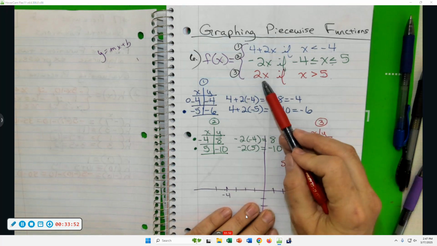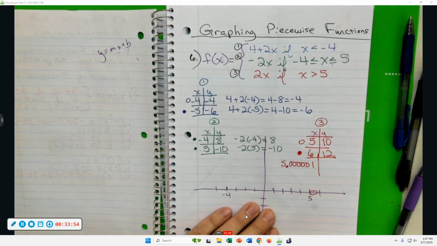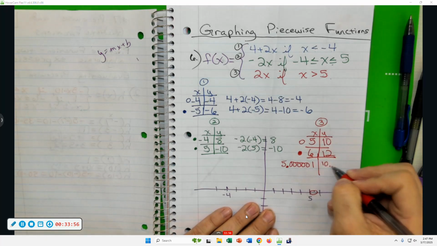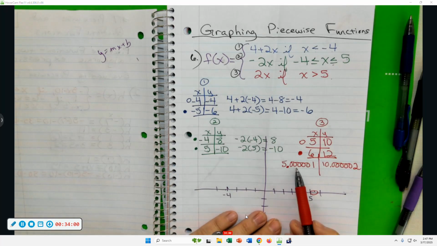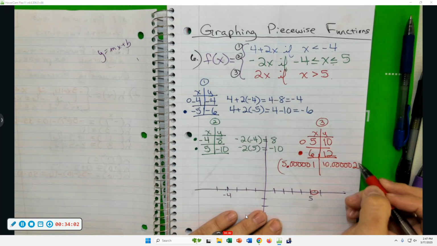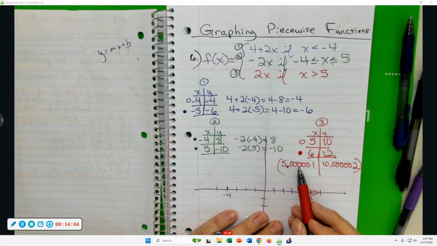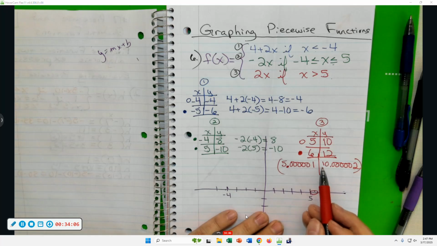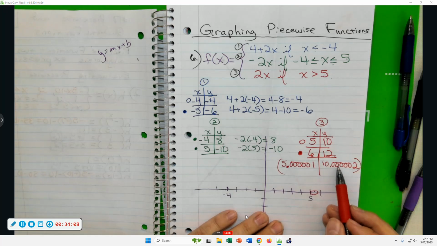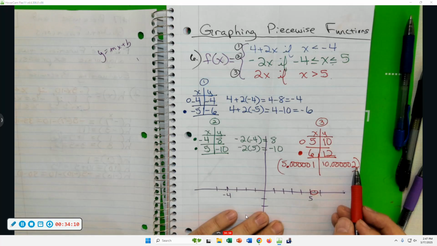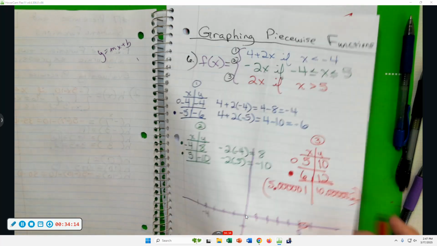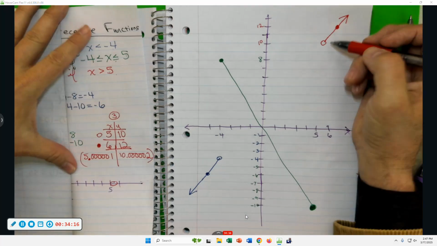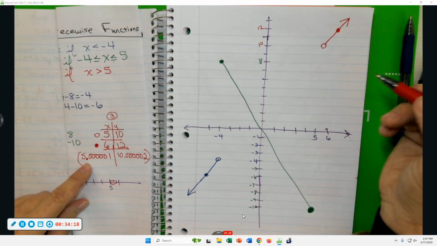So you use the red piece. 2 times that gives you a 10.000002. This ordered pair, 5.000001, 10.000002. That ordered pair is on the graph. It is on the graph. So we have to label this point.